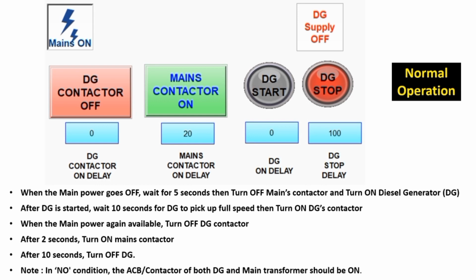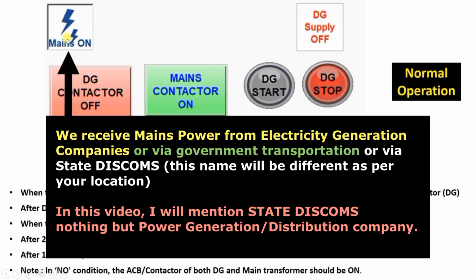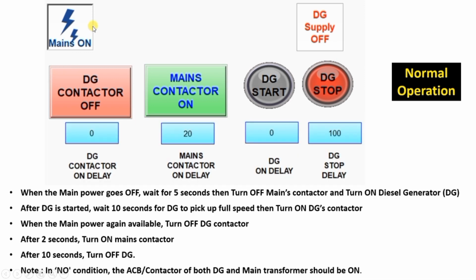So let us understand our program definition. This is our HMI screen for normal condition. In normal condition, what will happen? Our electric power will be coming through our state DISCOM. So if the main power is coming, then power will flow from main contactor to the load, and in this condition only main contactor will remain on.